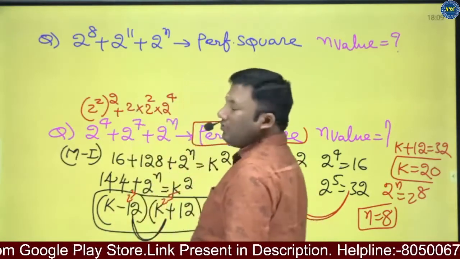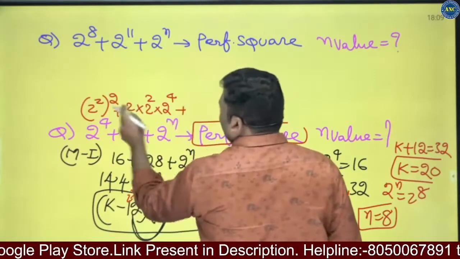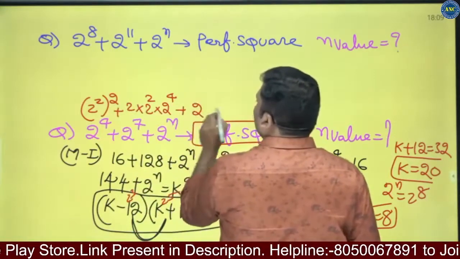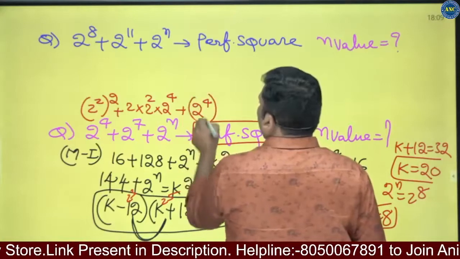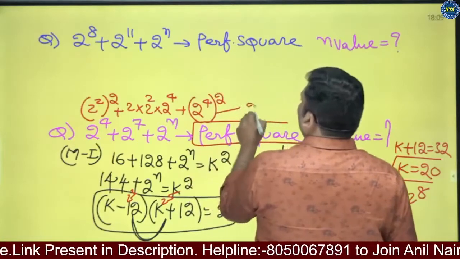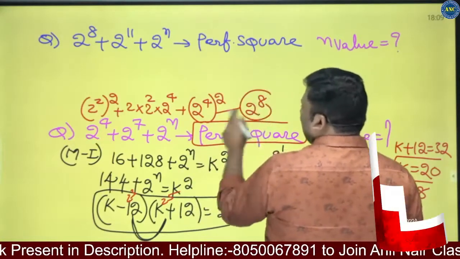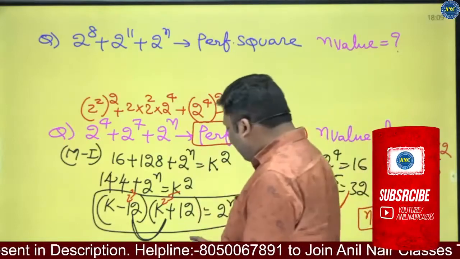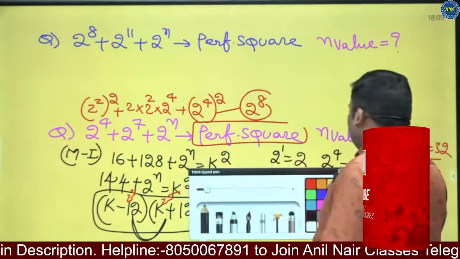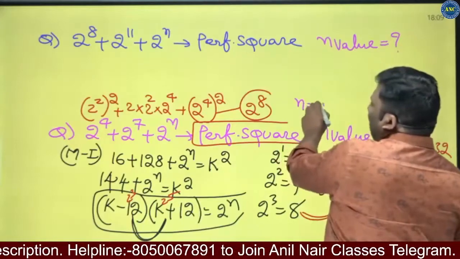4 plus 2 plus 1 is 7. Yes. So a square, 2ab, remaining it will be b square. 2 power 4 whole square. 2 power 4 whole square is 2 power 8. 2 power 8 is 2 power n. N value is 8. I hope the idea is clear.